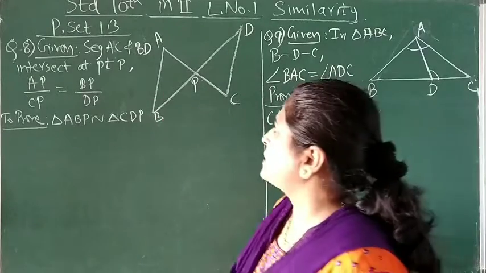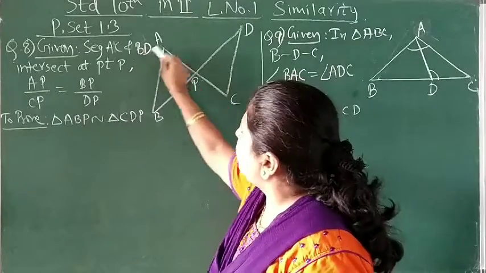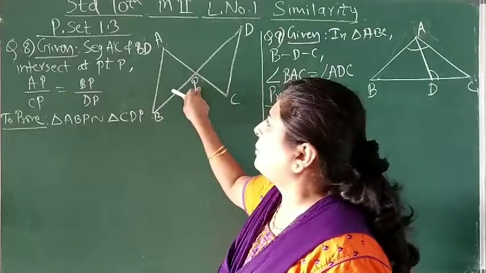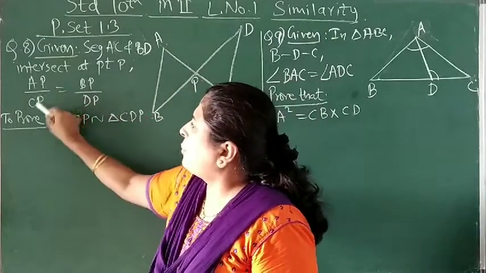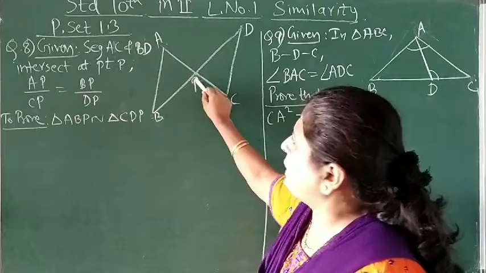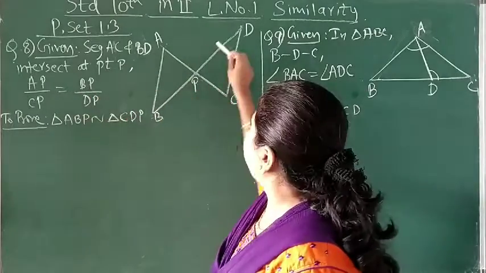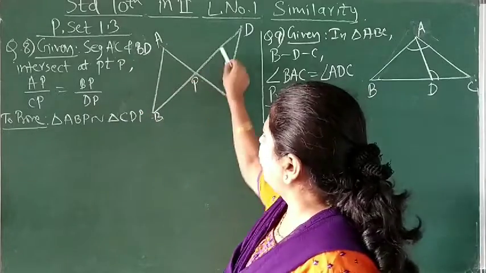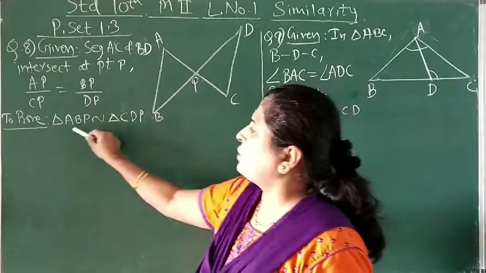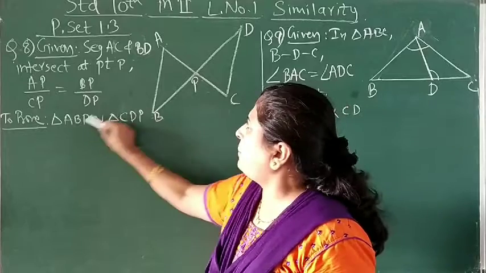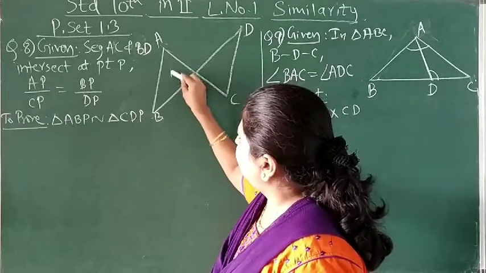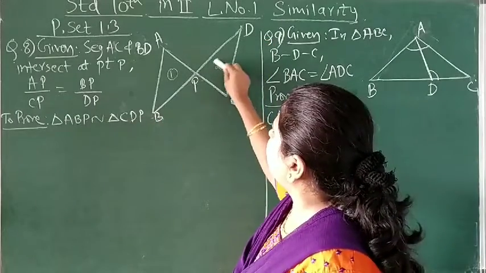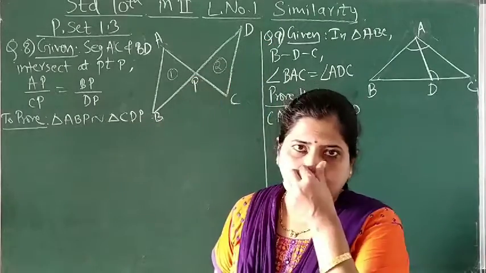Now in question number 8 it's given that segment AC and segment BD intersect each other at point P such that AP upon CP is equal to BP upon DP. So this ratio is given to us about these four segments, and we have to prove that triangle ABP, this is triangle number 1, is similar to triangle CDP. This is the other triangle. We need to prove these two triangles similar.